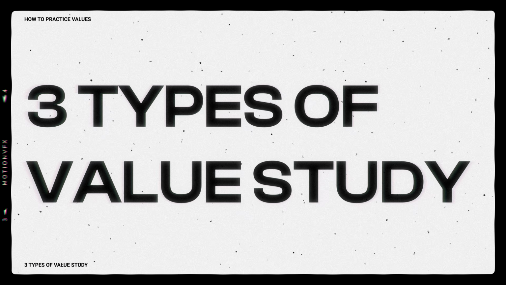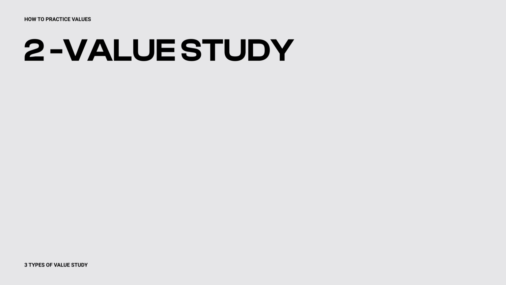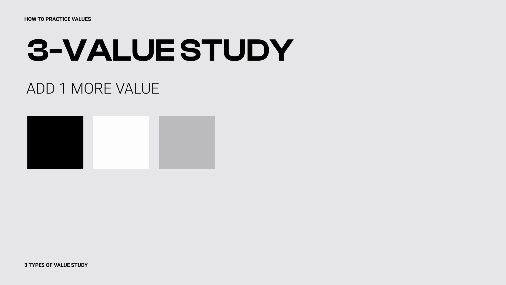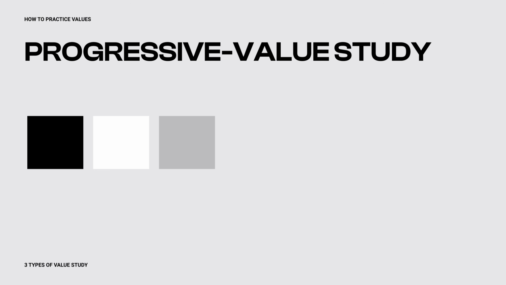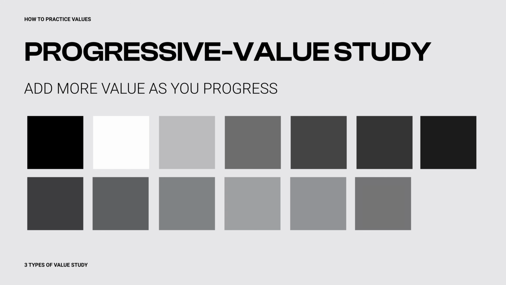There are 3 types of studies I used to learn and practice values. The first one is the 2-value study where you work with only black and white values. Then the second one is the 3-value study where you use 3 distinct values. Then the third one is the progressive value study where you gradually add more values as you develop your painting.